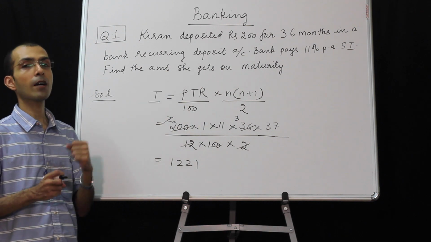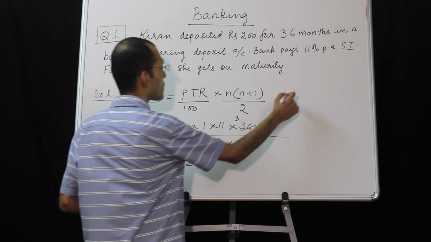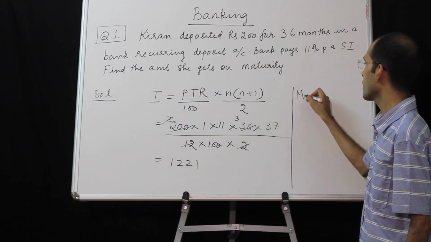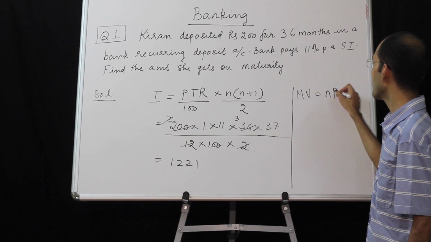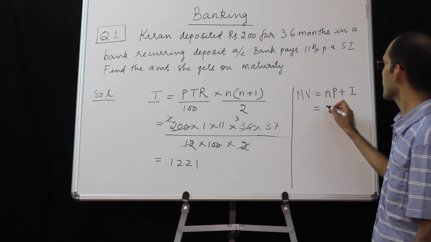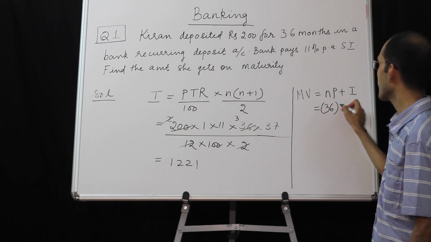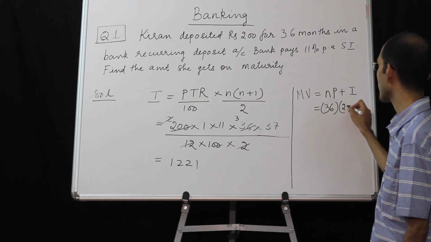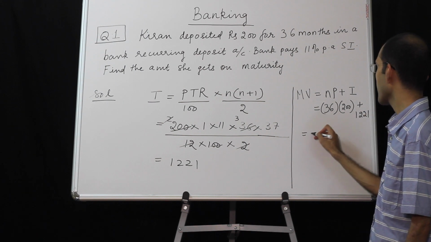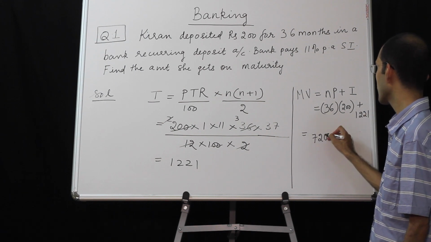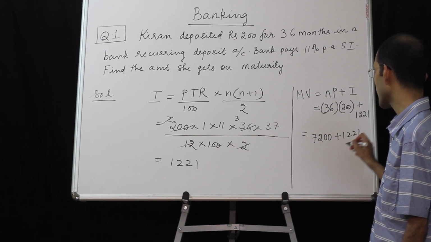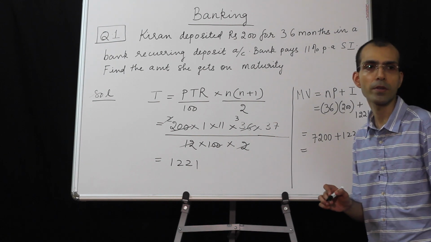However, we want to find the amount Kiran gets on maturity. So we will have to find MV. MV is NP plus I. What does N stand for? Number of months. So 36 into the monthly installment, that is 200, plus 1221. So that will be 7,200 plus 1221. How much that works out to be?